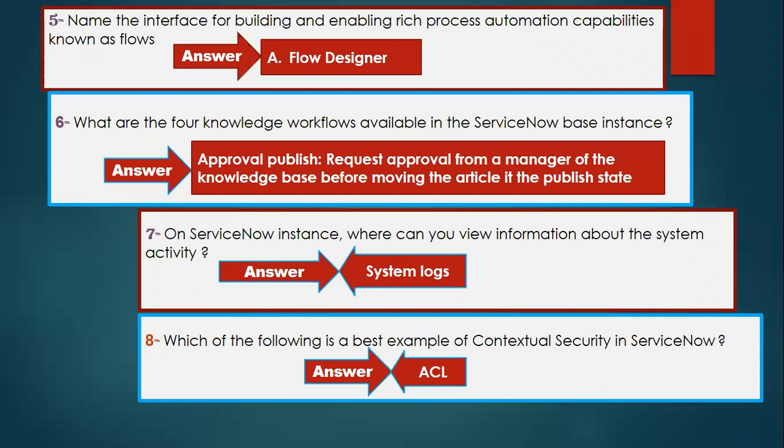Question number 5. Name the interface for building and enabling rich process automation capabilities known as flows. By reading it overall, you can understand what capabilities are increased and what process automation you can include in it, like the interface we are using for this. So it's pretty much clear. It's Flow Designer, correct? So moving towards the next question, question number 6.